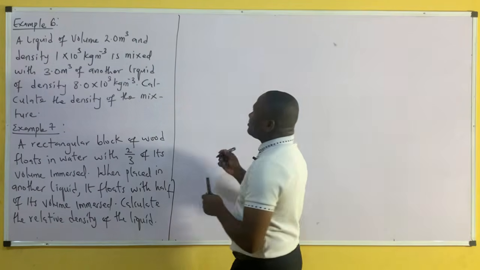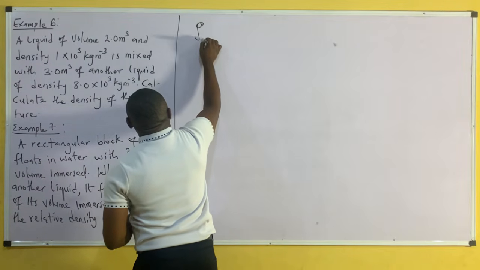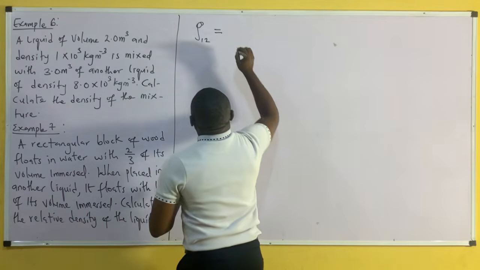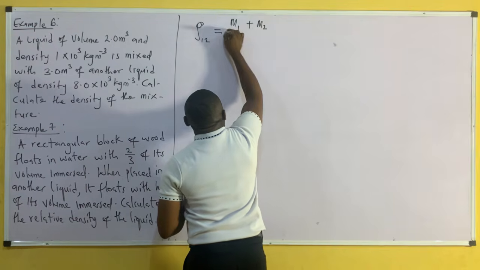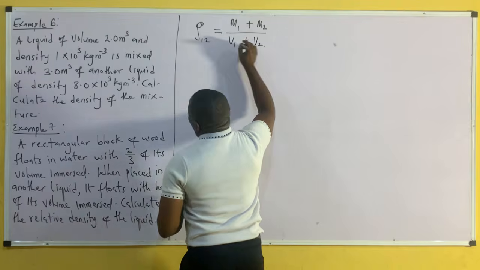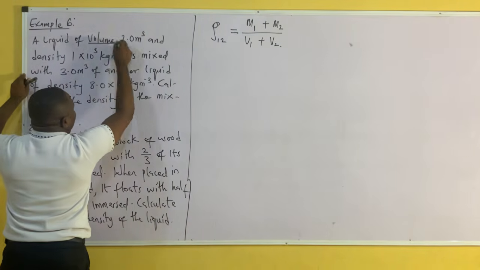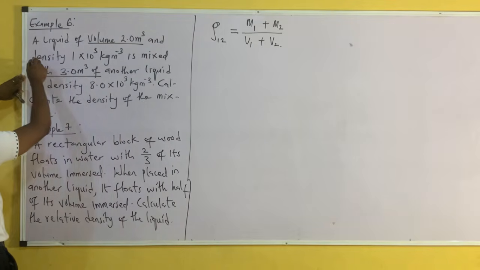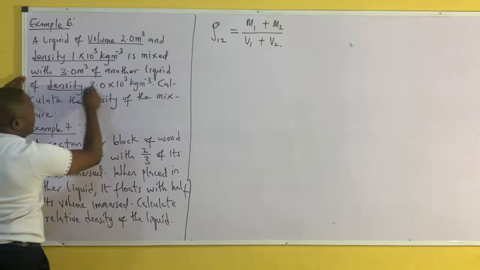Now remember, the density of liquids 1 and 2 is equal to the mass of 1 plus the mass of 2 over the volume of 1 plus the volume of 2. So let this be the volume of 1 and let this be the volume of 2. This is the density of 1 and this is the density of 2.